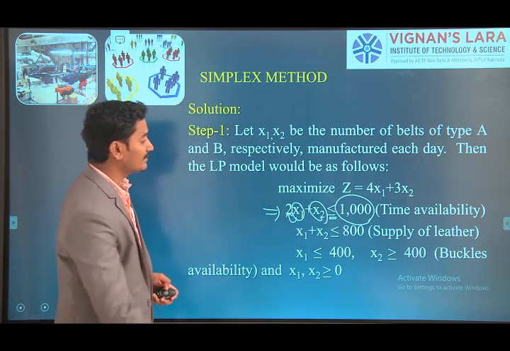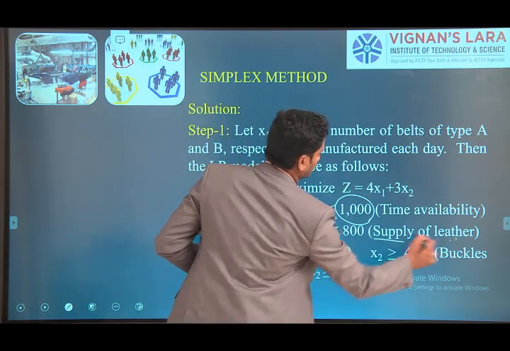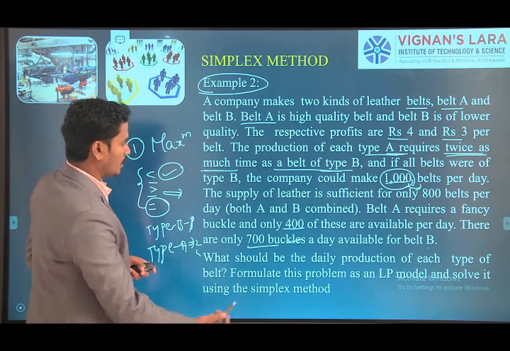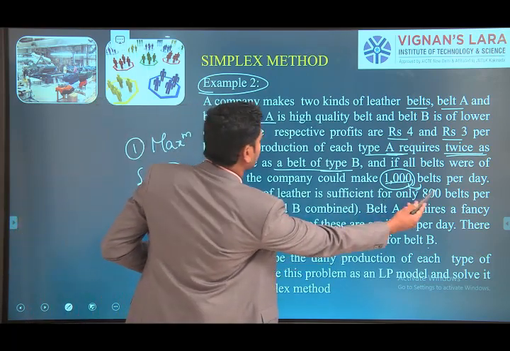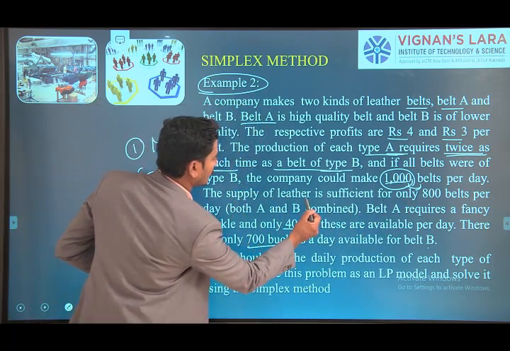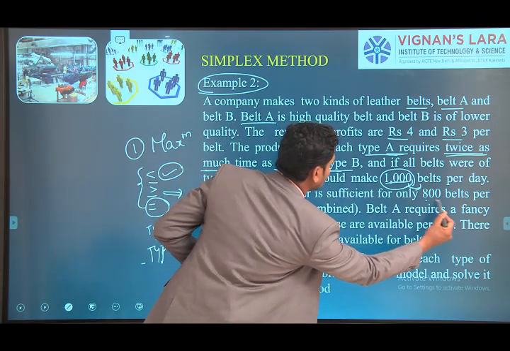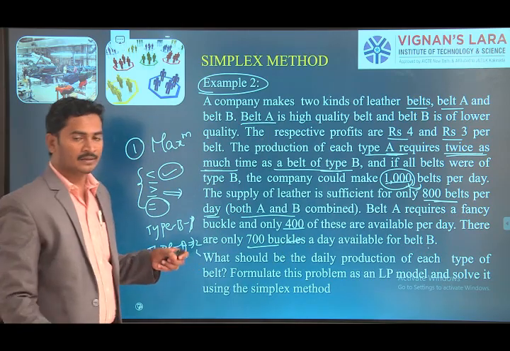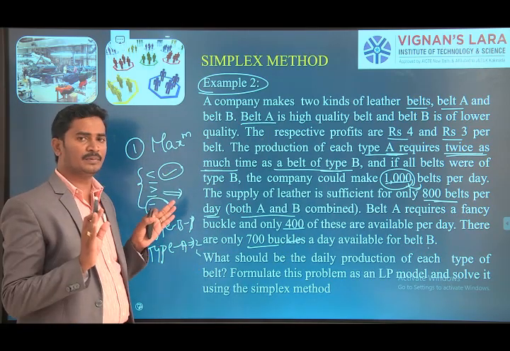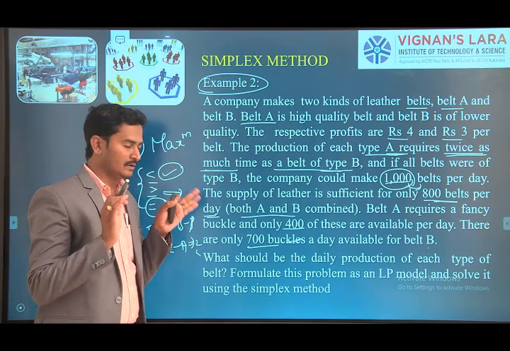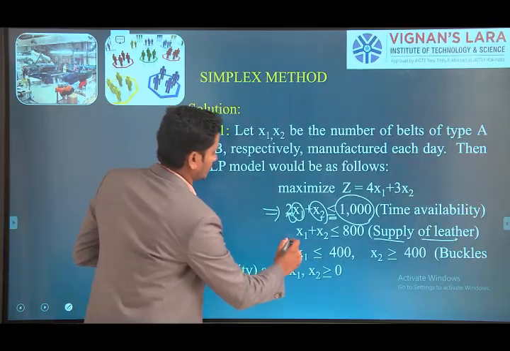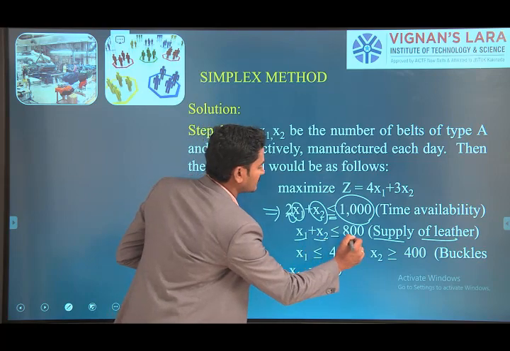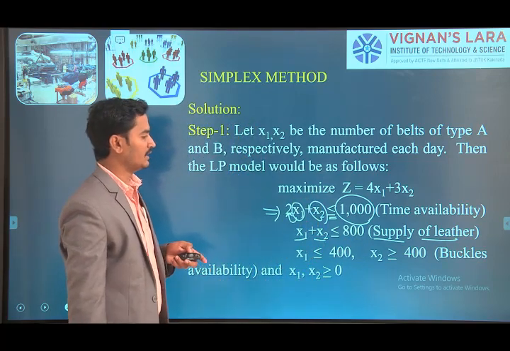Next, coming to the second one, supply of leather. The second constraint is the supply of leather. The supply of leather is sufficient for only 800 belts per day, both A and B. So the leather supply is only 800, for both belts together. So x1 plus x2 is less than or equal to 800.